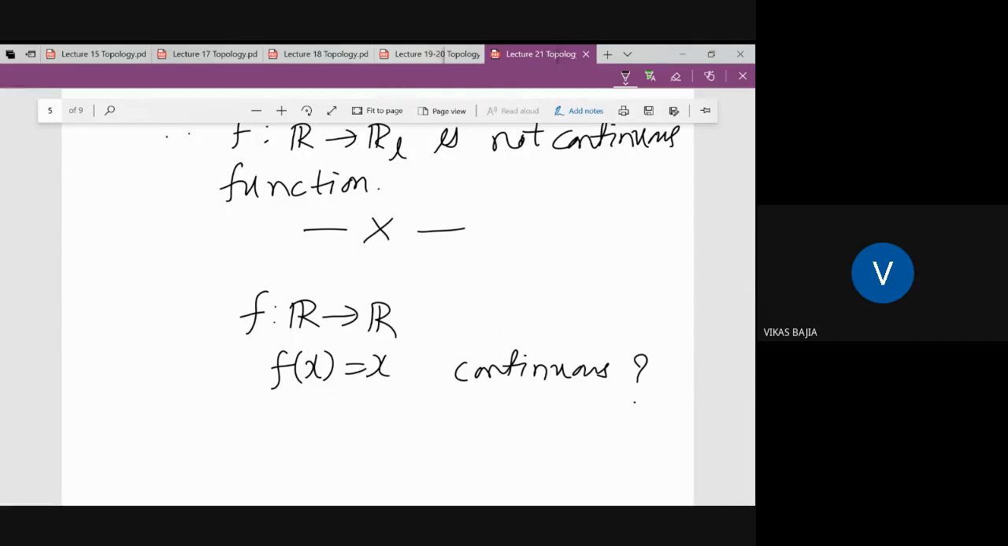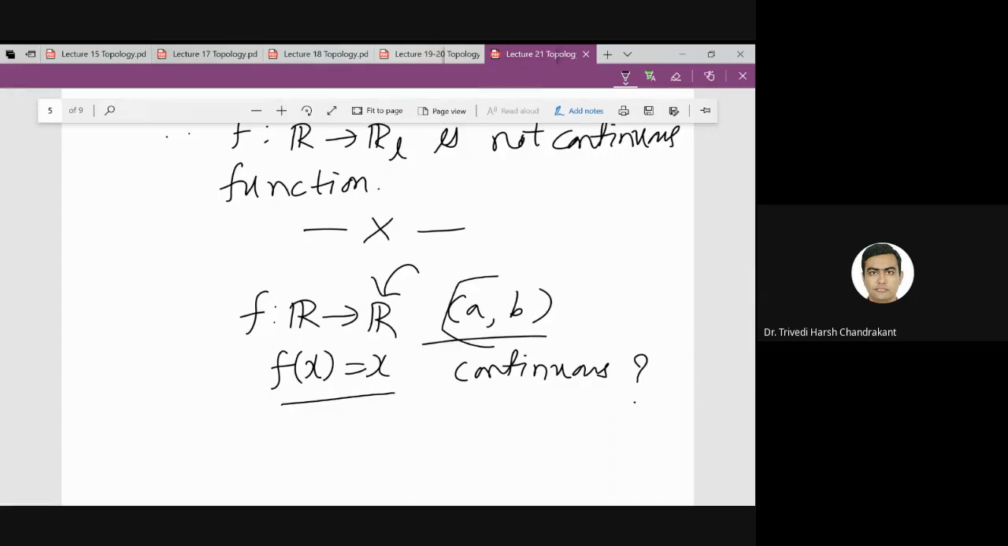Yes, it continues. Here we need to check only the inverse image of the basis element, and the basis element here is the open interval (a, b). When you take the inverse image, you will get the same set because the function is f(x) = x, and we know that this is a basis element here also, so it is open. So the identity function from R to R is continuous, but from R to R_L is not continuous.